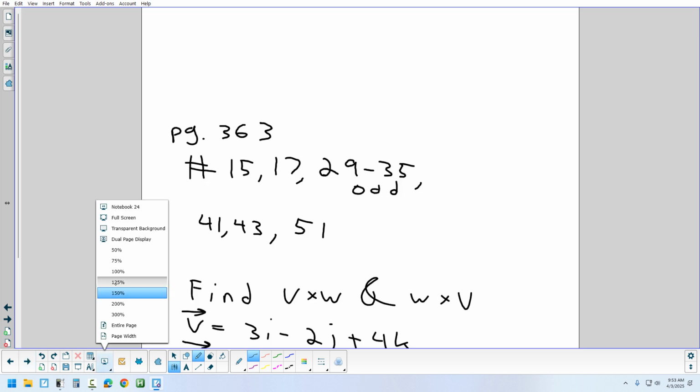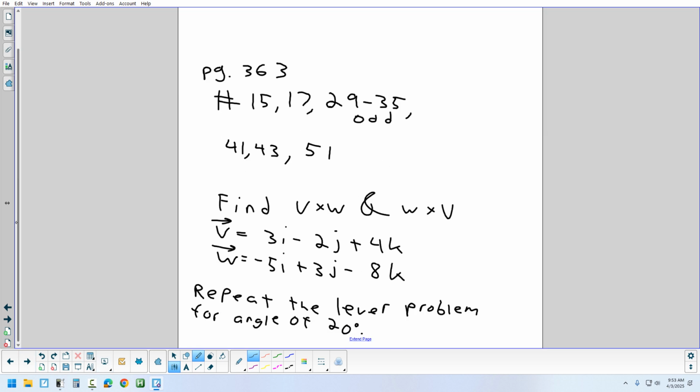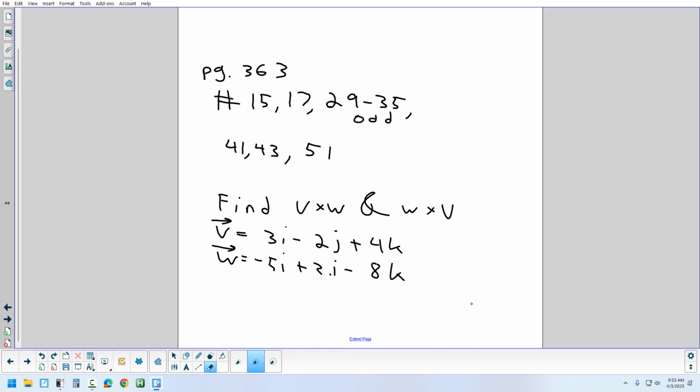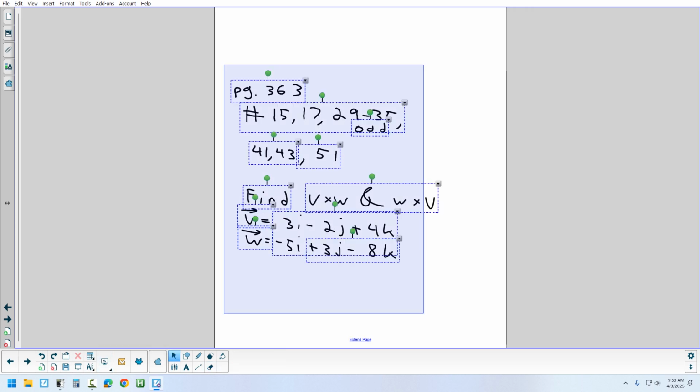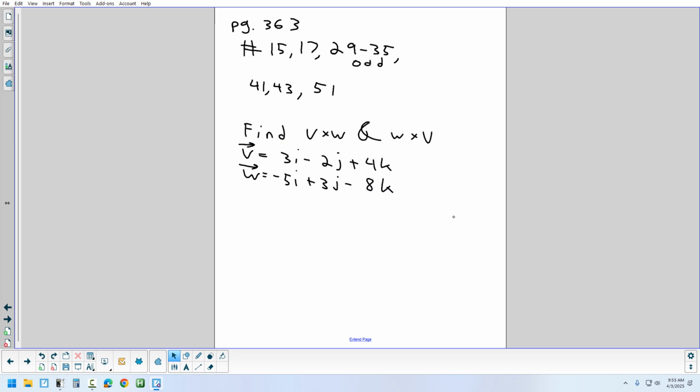So homework is, most of it's in the book, but it didn't have a cross product problem, so I just put one in. So find V cross W and W cross V. Okay, and I will be after school today, if anybody needs to stop by for extra help.